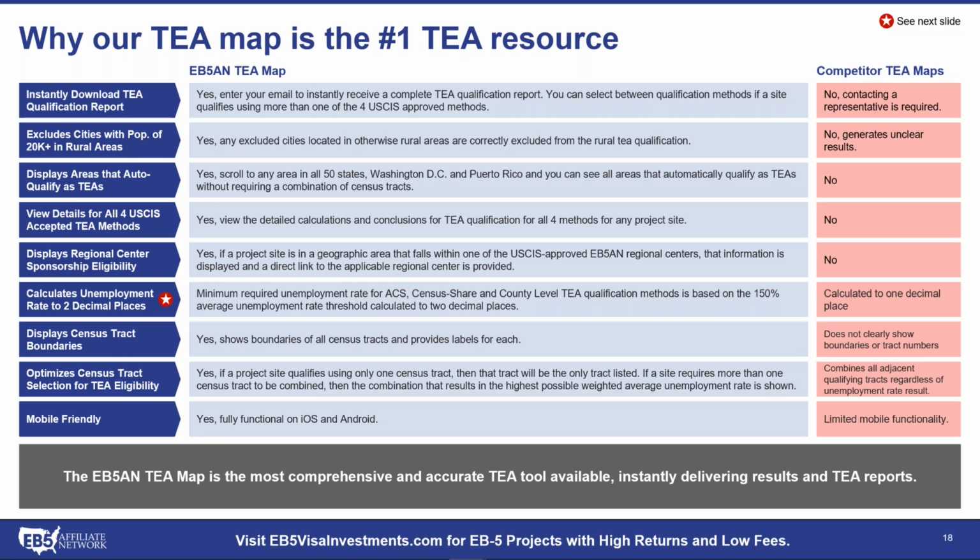Boundary display: on all of the maps, census tracts have boundaries and are all labeled with a mouse over, so you can immediately see what tract is what when you're looking at the data table on the side of the map.